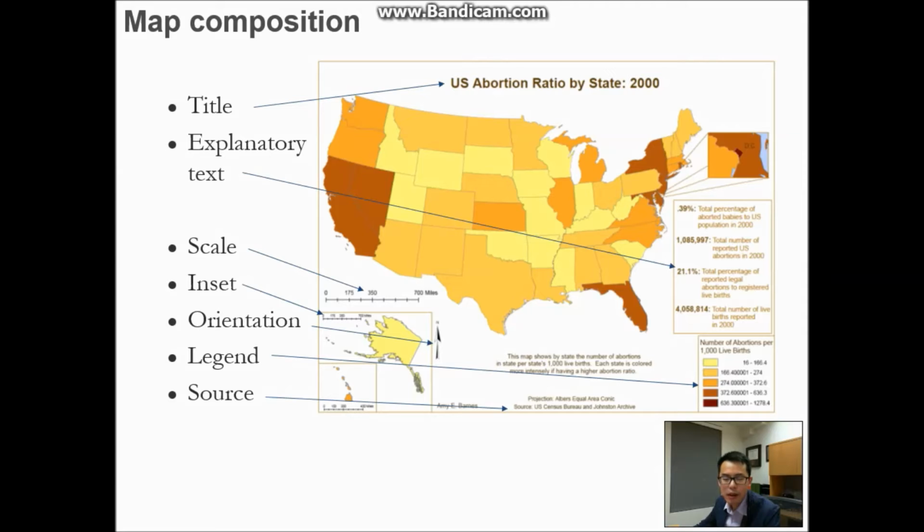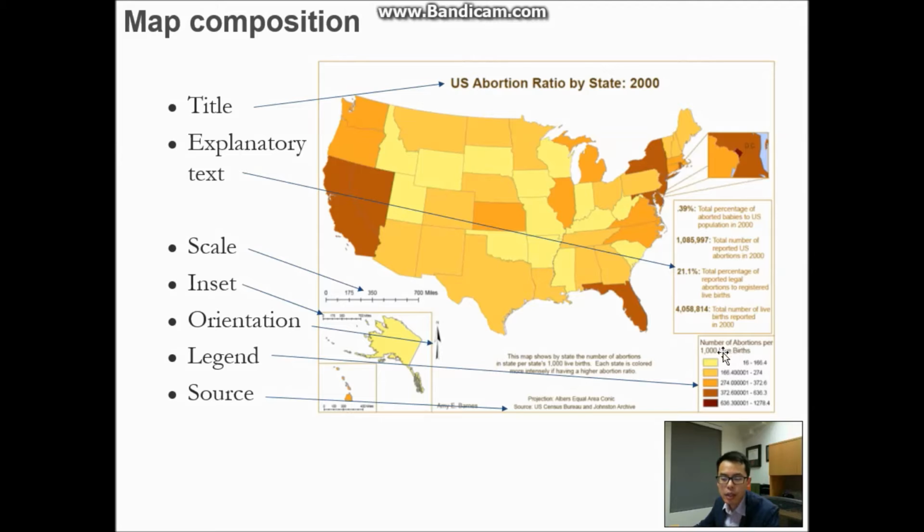Inset is a new term. This means a different area for a separate region on the map. For example, Hawaii and Alaska in a US map are always displayed in the area called inset. And orientation means the north arrow. Legend is what the colors or shapes of the map mean.